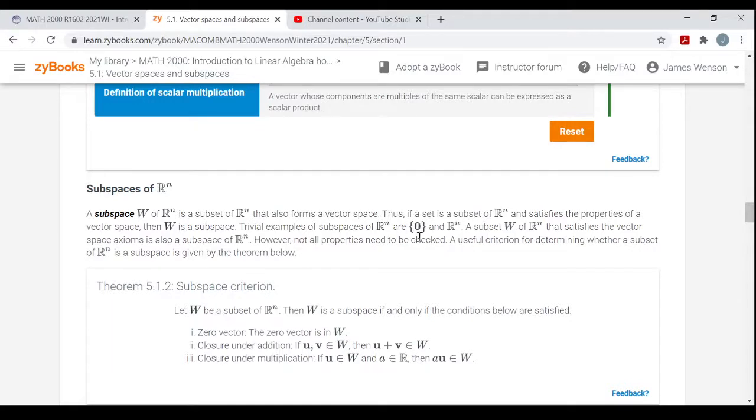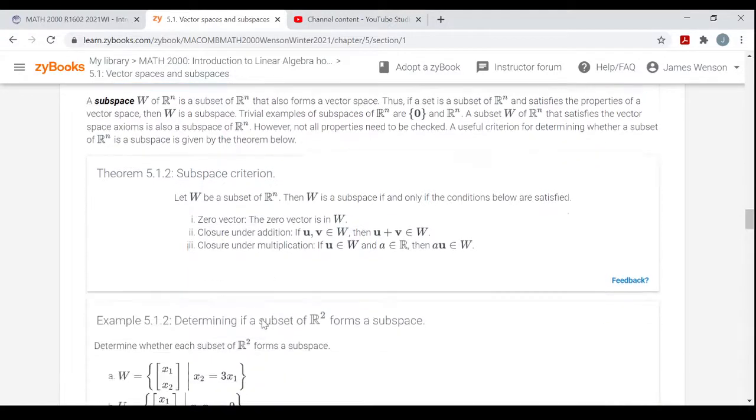So that's a subspace of Rn. Now these are considered the trivial subspaces: the set with just the zero vector, the set with just the additive identity, and the whole space itself. But of course, there are subspaces that are between these, and we're going to try to look at some of those. A subset W of Rn that satisfies the vector space axioms, all 10 of them, is also a subspace of Rn, as I mentioned. However, not all properties need to be checked. A useful criterion for determining whether a subset of Rn is a subspace is given below.